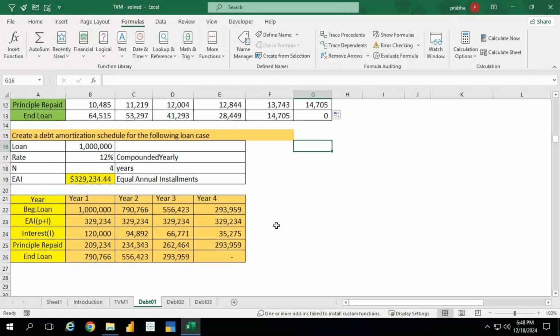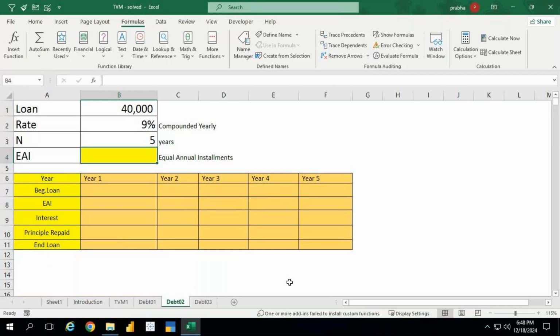Ma'am, for the problem of 40,000 loan also, the end loan should be zero, right, ma'am? Zero, within 5 you can get the value. If there are any decimal variations, then you will get it like 2, 3. That is absolutely fine. If it is more than 5, then only there should be some problem in the calculation.